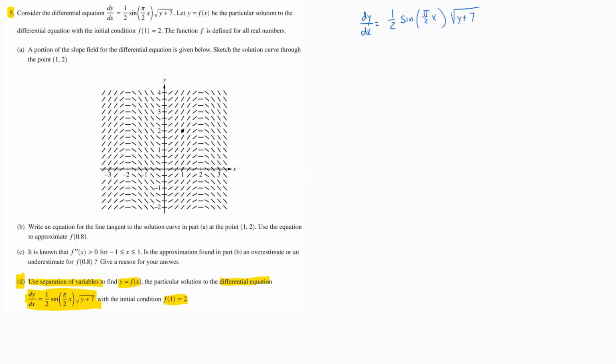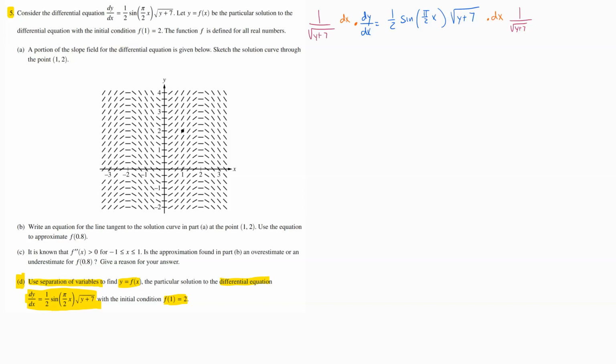So the first thing we're going to want to do is move this dx out of the bottom and over onto this right hand side. And then we're going to want to move this square root of y plus 7. We want to get all the y pieces over to the other side. So we would essentially multiply both sides by the square root of y plus 7.